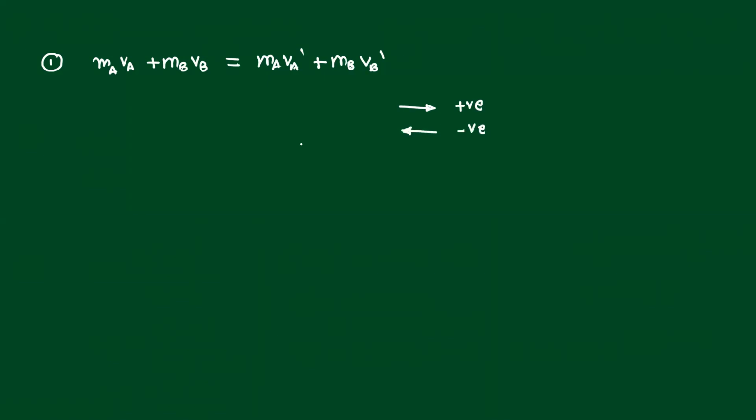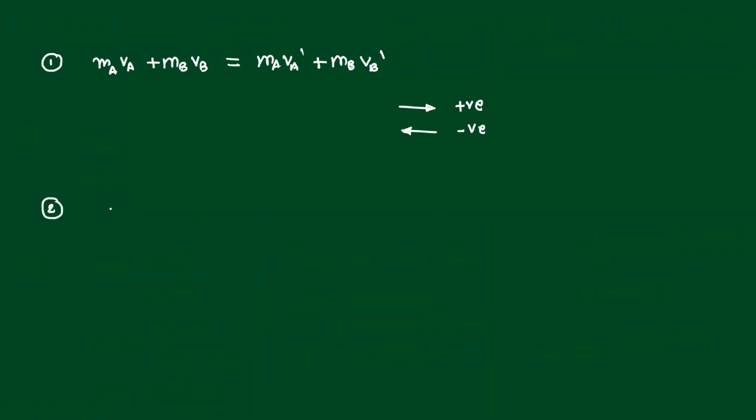So to solve the problem on impact, the general procedure is first use the conservation of momentum equation. So use the equation MAVA plus MBVB is equal to MAVA dash plus MBVB dash. Okay. So if the velocity of the object is on the right side, take it positive in this equation. And if the velocity is on the left side, consider this as negative.